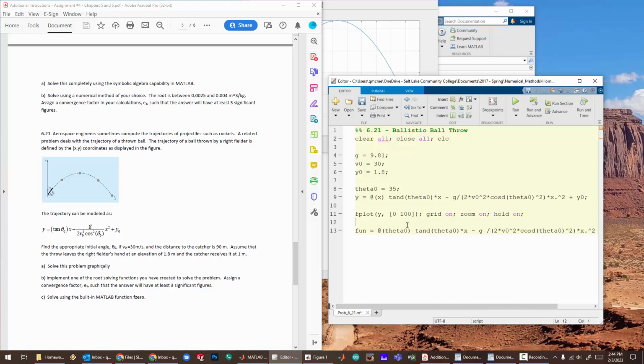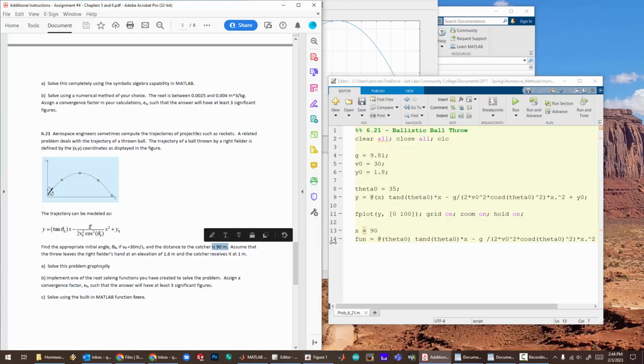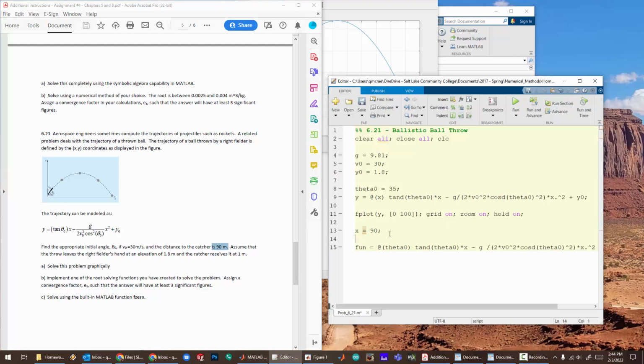Okay, so lovely, but there's a few things that I need now, because now this is a function of theta naught, which means this and this are what I'm going to send into it, right? So now I need to define some things. X, in this case, was a range from 0 to 100, right? When we plotted it right here, we went from 0 to 100. But now x is 90. That comes from this right here. When x is equal to 90, that's what we're looking for. And when x is equal to 90, y is equal to 1. Because that's what it's saying, that the catcher is receiving it at 1 meter off the ground at 90 meters away.